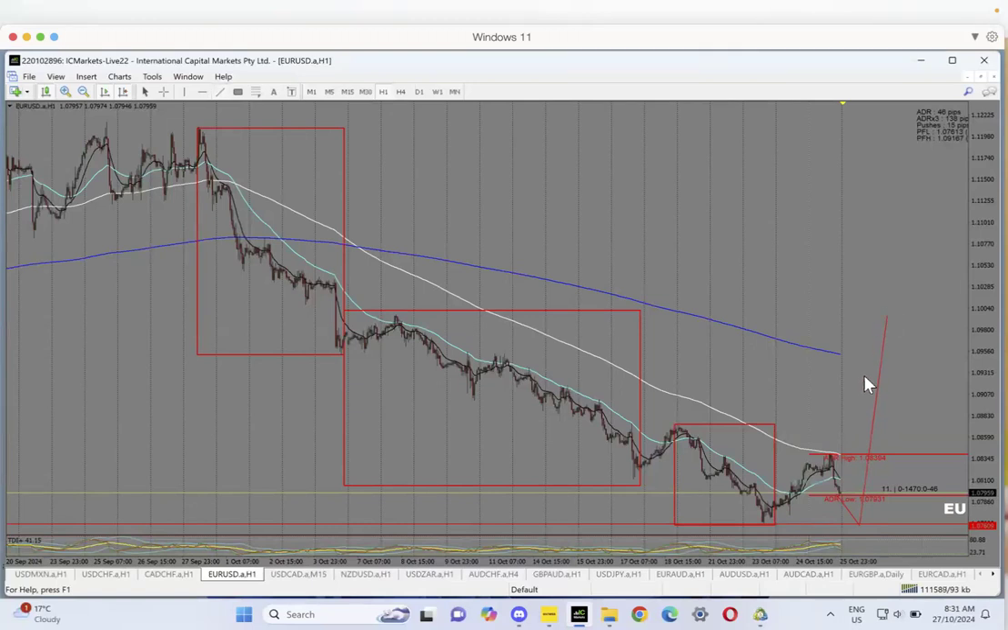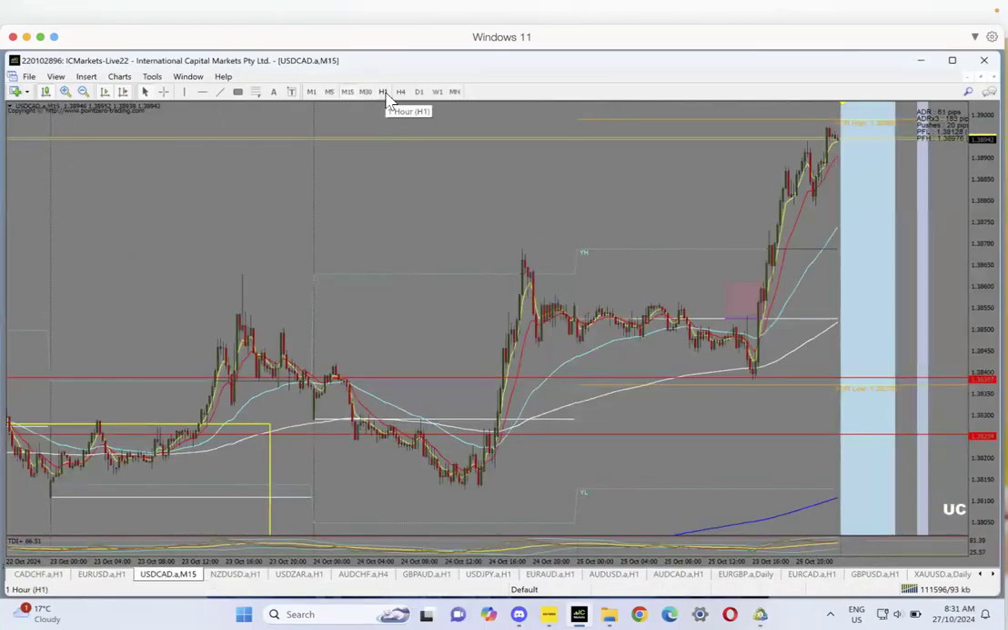And then expect this before we can have a push to the downside. So again, we want to see the market go up. Let's see USD CAD.